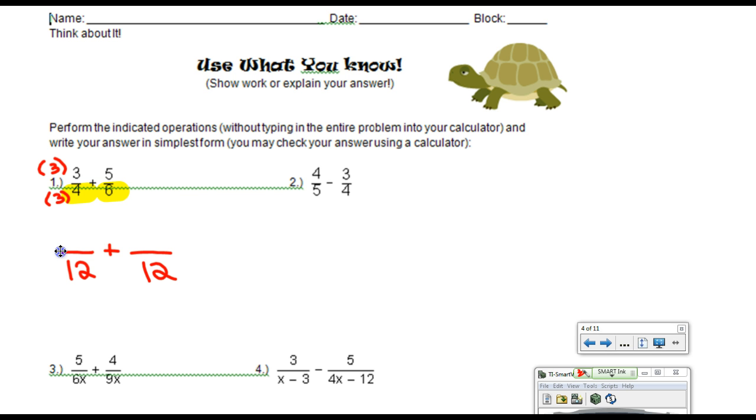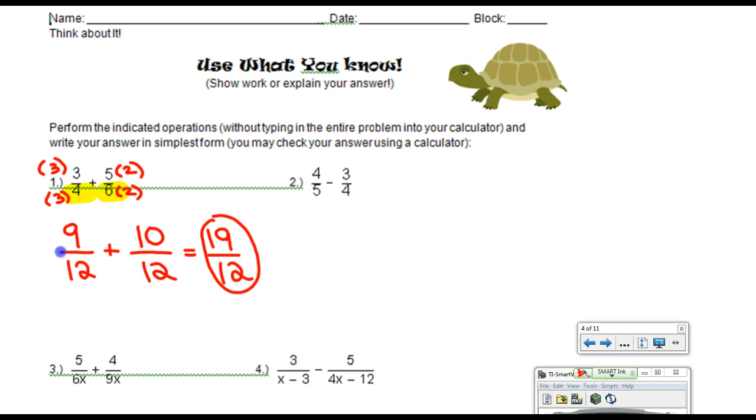So that'll become then 9/12. Same thing with the 5/6. 6 times 2 would make a 12. And then we also need to multiply the 5 by 2 to make equivalent fractions, and you get 10/12. Now, once you have equivalent fractions, you then may add the two numerators, and then you keep the denominator. So 9 plus 10 is 19, and it's 19/12.